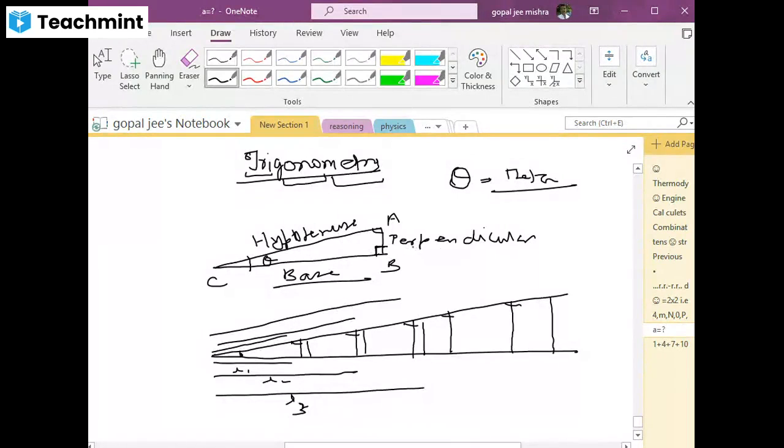We have 3 types of specific sides. Perpendicular means the side opposite to the angle under consideration. Another side, that is base, is the side adjacent to the angle under consideration, but the shorter side. And hypotenuse is the longest side of a right angled triangle. So that is all. Now we have to define the ratios.